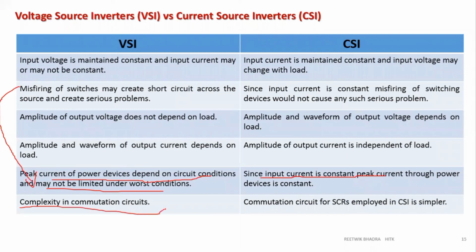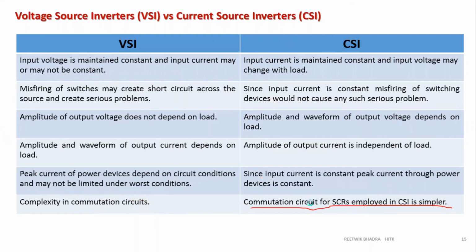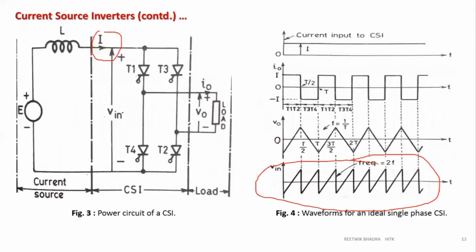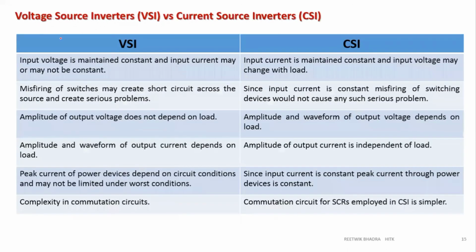And over there is a complexity of commutation circuit. Over here, the commutation circuits in CSI are simpler. So these are all the points of a CSI. If you are told to write CSI, you will write this one only in your exam, draw this waveform and explain all these points. No need to give the difference. If a difference is asked, then it will be asked for 2-3 points.